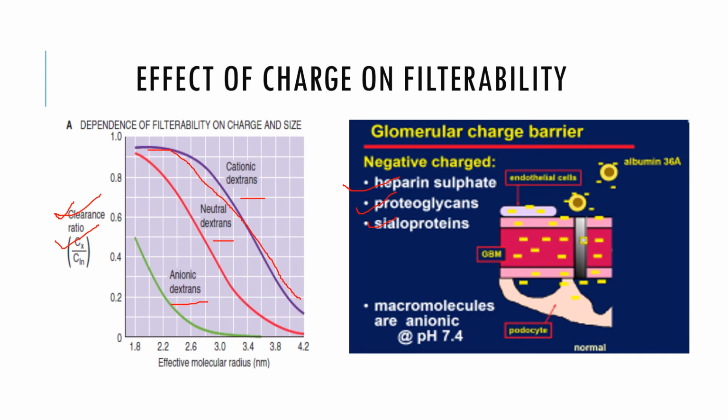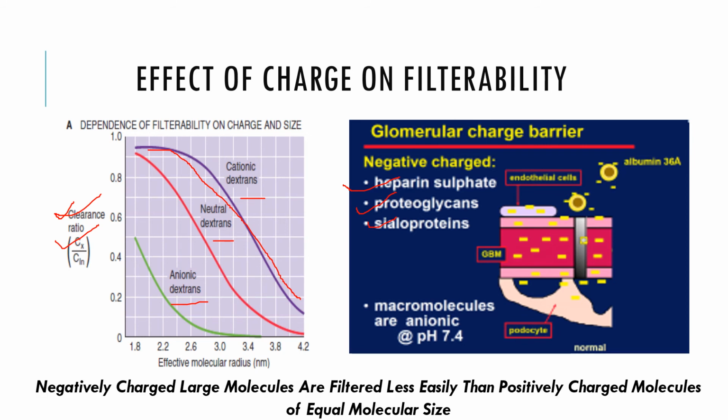Now for negatively charged or anionic dextran, the relationship between charge and filterability is characterized by a left shift of the curve. So this is the curve for the neutral dextran. If we make this dextran negatively charged, the curve is shifted to the left. That means for the same molecular weight, the filterability is reduced. And the opposite thing will happen. It is true for the positively charged dextran.